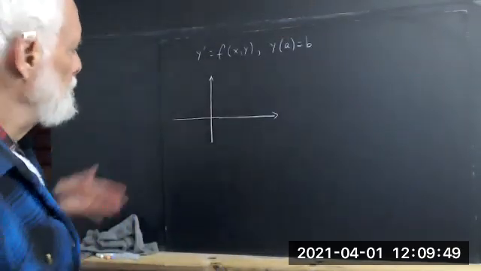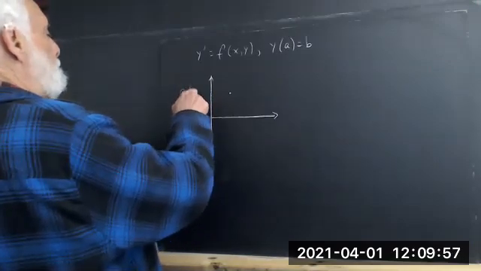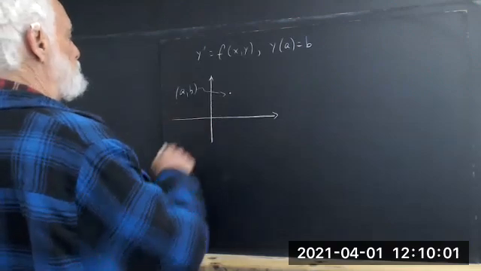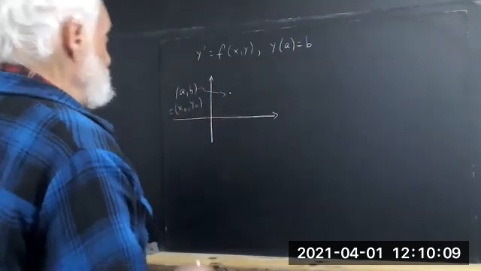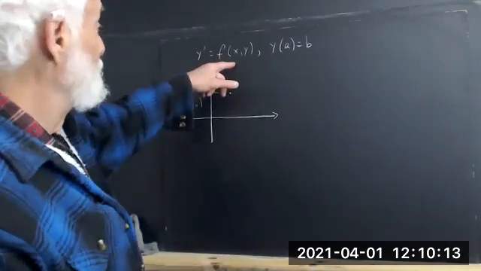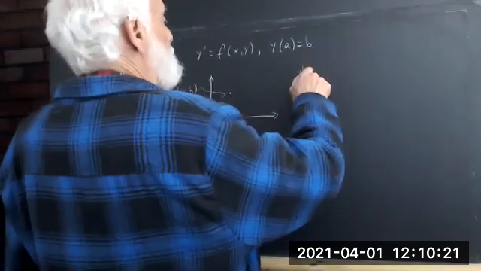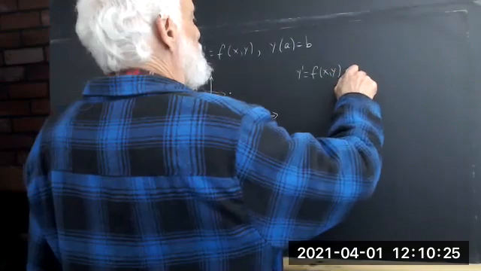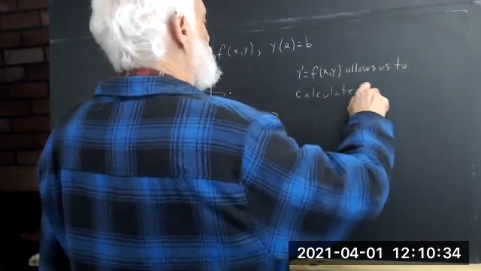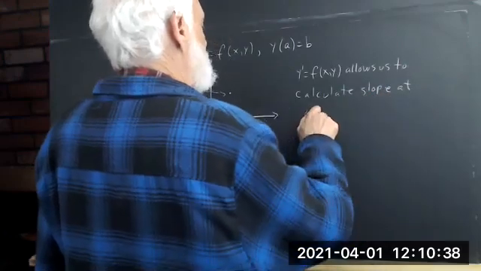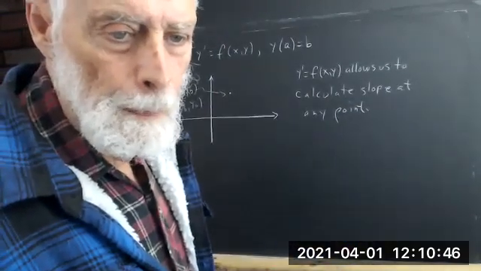So you put the picture of this in the plane, and you have your point a, b, which we could call x naught, y naught if you want. You calculate the slope here. This gives you a way to always calculate the slope at any point.